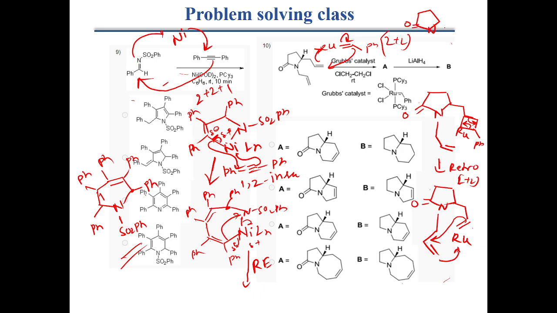N double bond to 6 member ring will form, this one. So this is the first product, which is A.